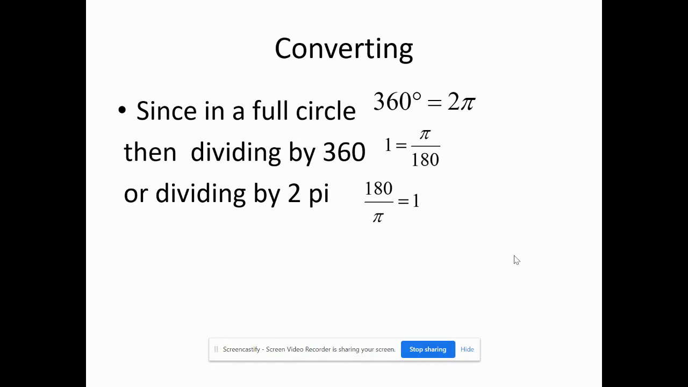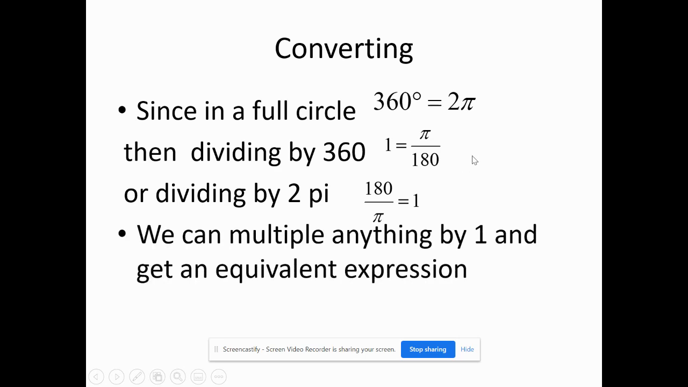Okay, so we need to know how to convert from radians to degrees. Before you came to this, you know a whole circle is 360 degrees. They teach you that when you're really young. I just taught you a whole circle is also 2 pi radians, so we can set these equal. If I divide both sides by 360, you get 1, and reduce it, you get pi over 180. Or if I divide both sides by 2 pi, I get 180 over pi.